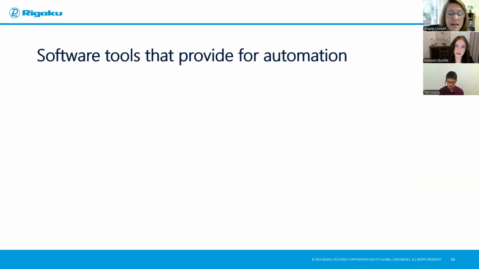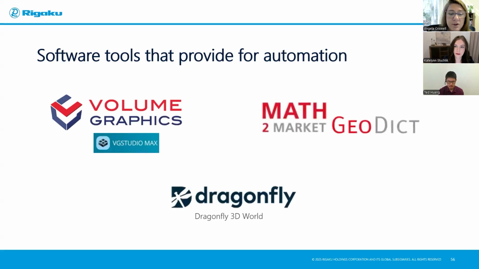Some of the tools that Ted and I have used in the lab to automate things are Volume Graphics, so VG Studio Max, Dragonfly, and GeoDict. All three of those are things I have experience with. I'm really only going to focus on two of those tools today: Volume Graphics, VG Studio Max, and Dragonfly 3D World for the examples I give here today.